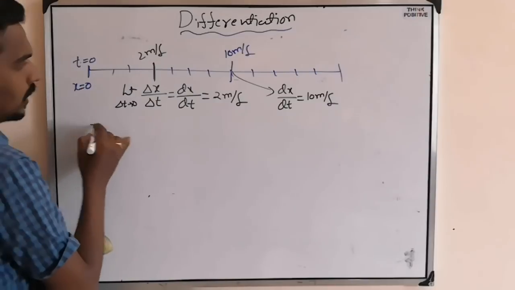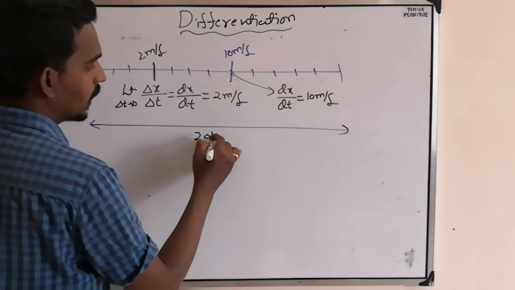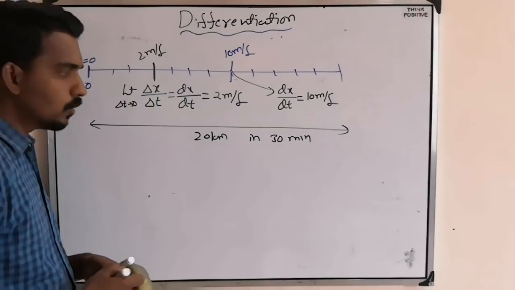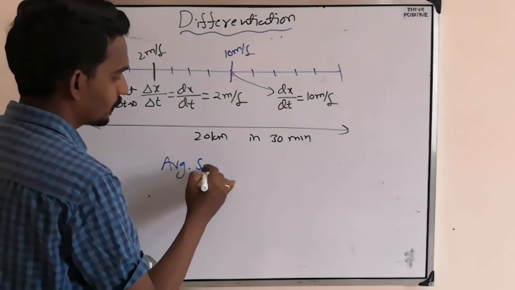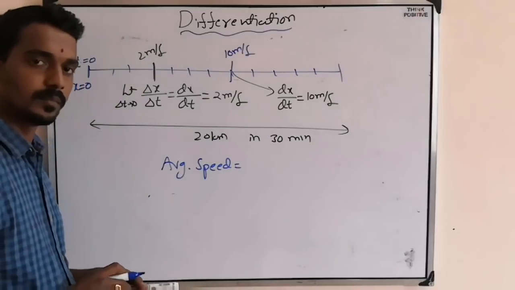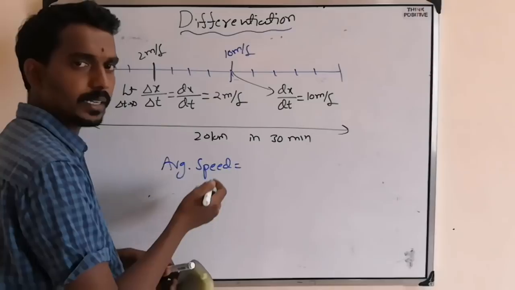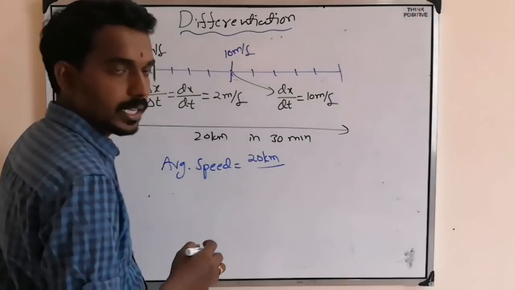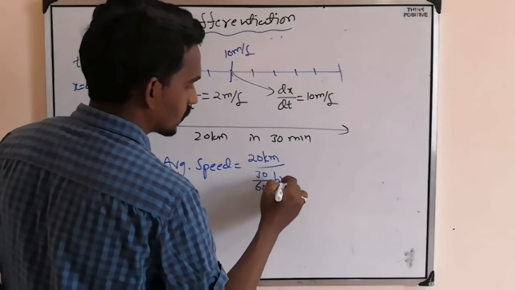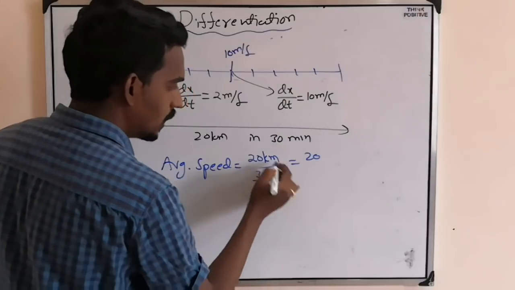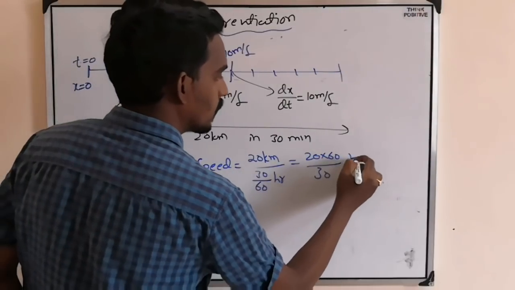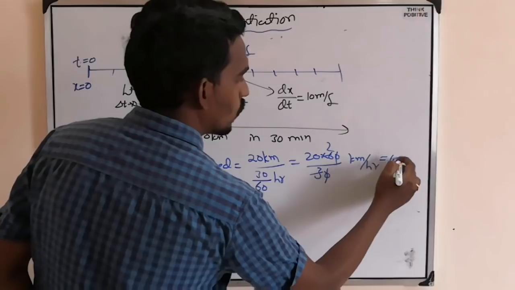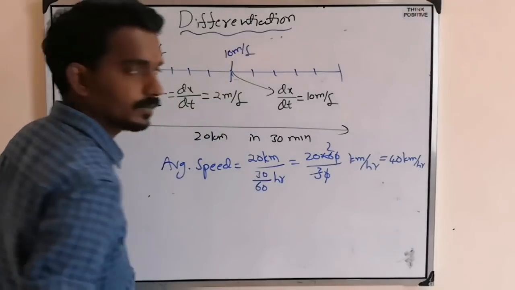Now, suppose you started here and you covered a total of 20 kilometer in 30 minutes. Then what is your average speed? Average speed means what? Speed is distance by time. Distance is 20 kilometer and time is 30 minutes. That means 30 by 60 hours. So 20 divided by 30 by 60 gives 40 kilometer per hour.